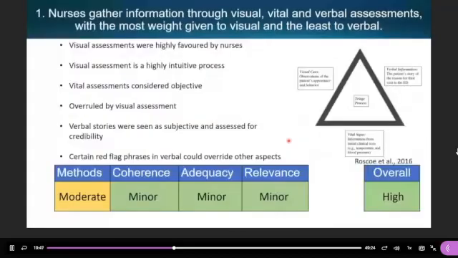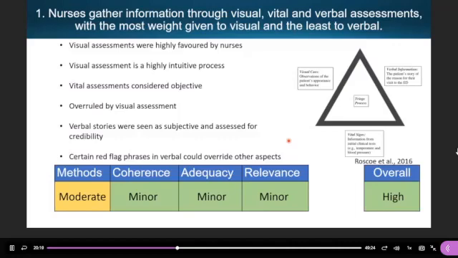Our first analytic theme was that nurses gather information through visual, vital, and verbal assessments, with the most weight given to visual and the least to verbal. Our confidence in this review finding was high. We found that visual assessments were highly favoured by nurses, and it's a highly intuitive process. Vital assessments were considered objective, but were quite often overruled by the visual assessment. They were making subjective decisions and not backing them up with objective data.